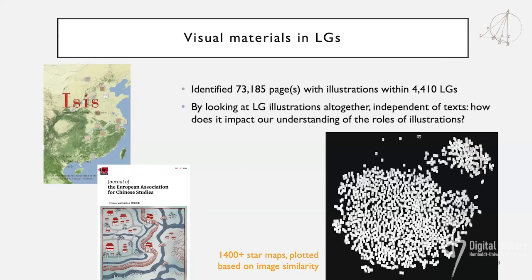And we want to see how it impacts our understanding of the roles of illustrations in this mainly textual genre. So these are the published works. And on the right-hand side, I'm showing you these are the about 1,400 star maps that I talked about earlier. And they are plotted on this space based on image similarity. So these are already very mature computational algorithms that you can do a dimension reduction, and you can represent an image in a space.